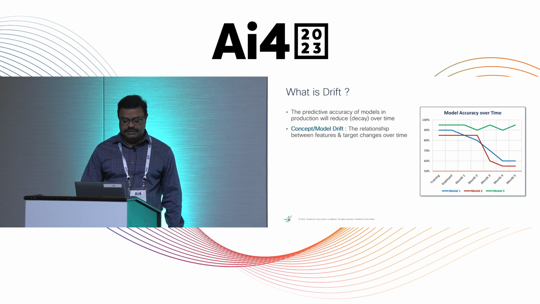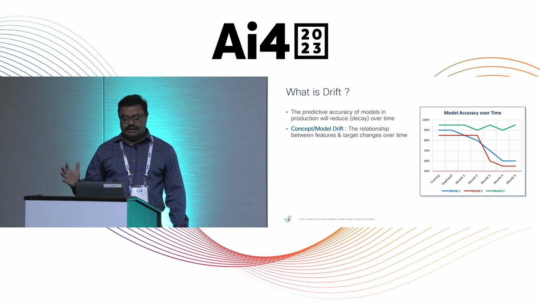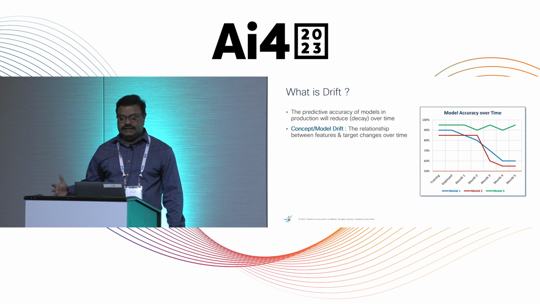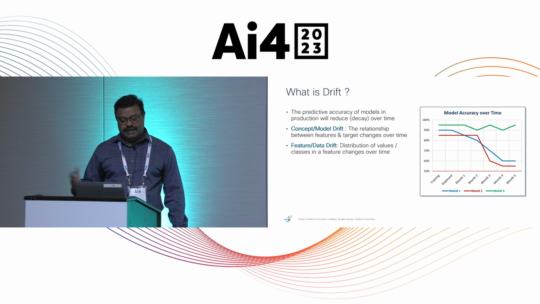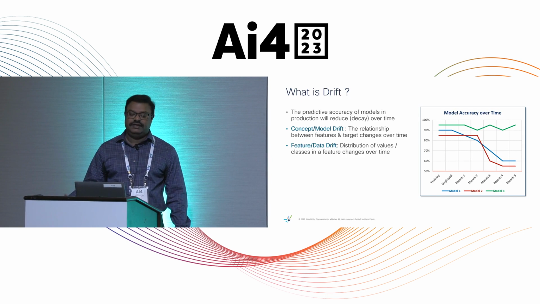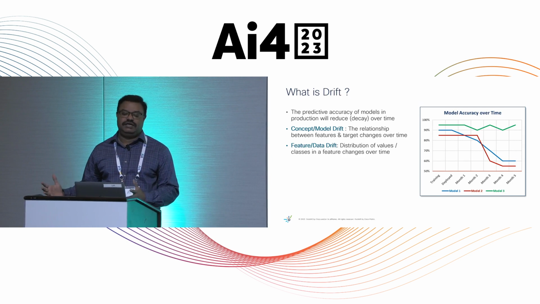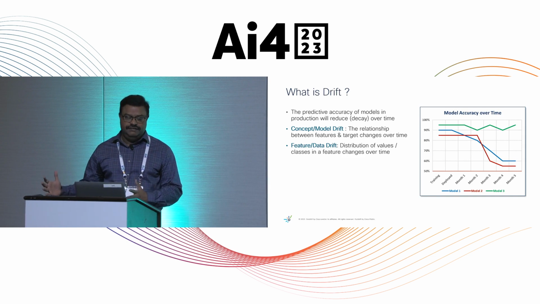There could be many reasons why drift happens. One of the types of drift is what is called concept drift or model drift, where the relationship between the features and the target changes over time. So the original model that you built is no longer applicable. The second type of drift is feature or data drift, where the distribution of values for the features changes over time. Their mean or standard deviation changes, or new classes get introduced. So that could also impact how well the model performs in production.